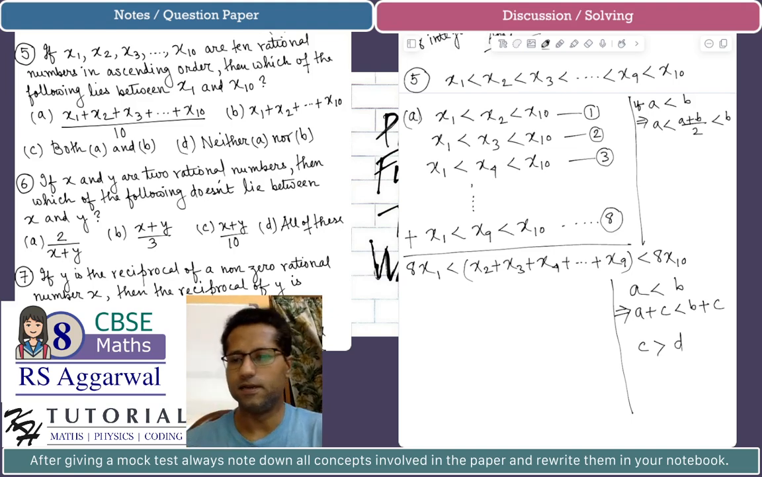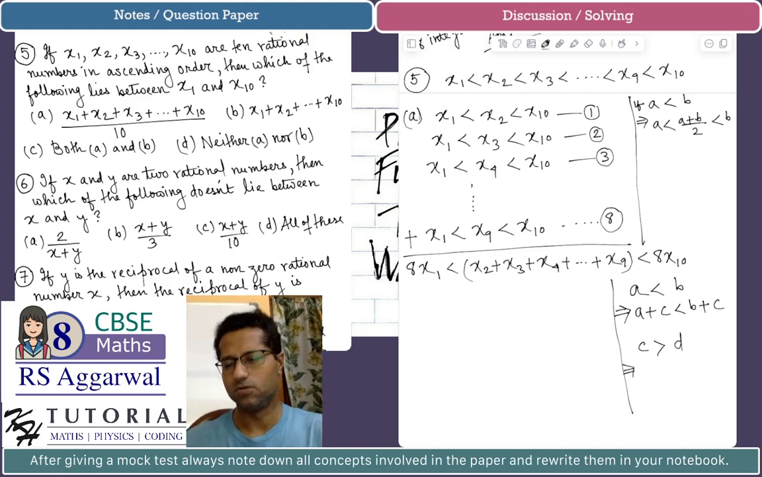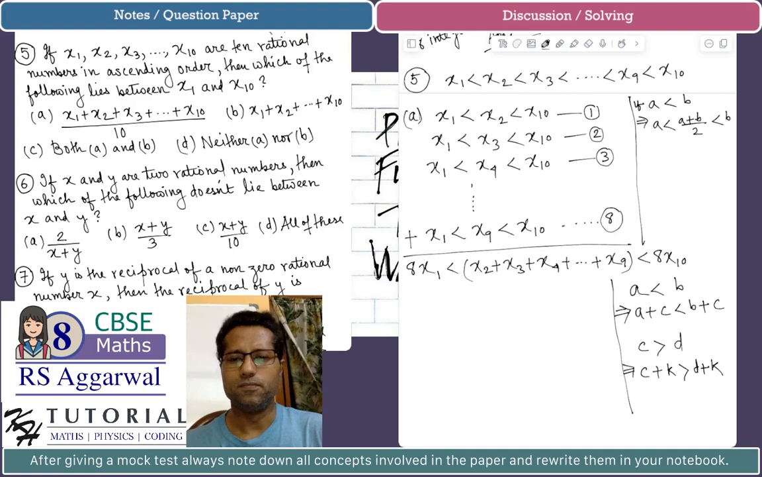c greater than d, I can add any non-zero number on both sides. The same non-zero number on both sides, the inequality will remain the same. I can say c plus k is greater than d plus k, where k is some non-zero number.